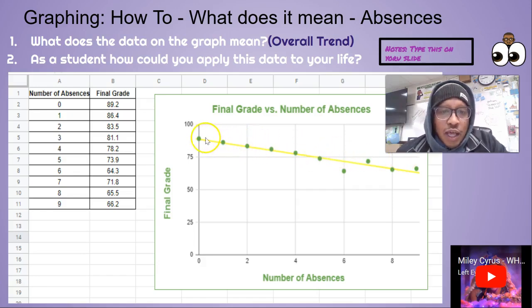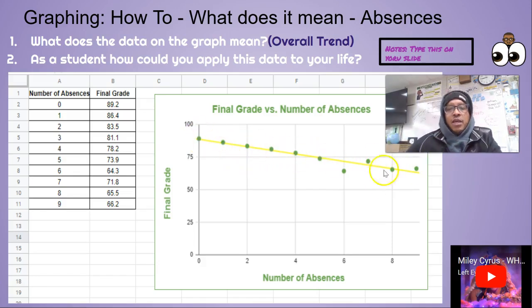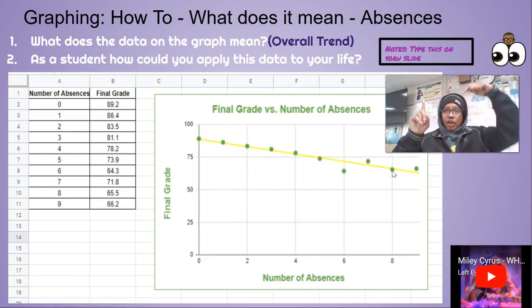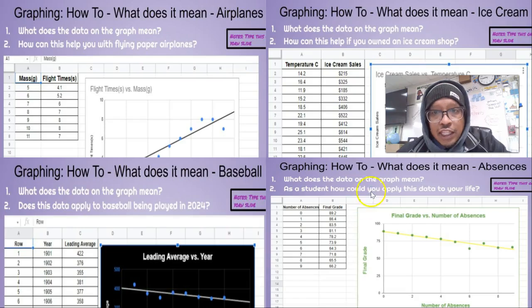And as a student, I think something that might be helpful when you're looking at these graphs is this a positive or negative slope? If it's a negative slope, that means as one thing is increasing, the other thing is decreasing. So as the number of absences goes up, the grade is actually going down. And that's a negative slope. That always lets you know one thing is going to be going up on the graph and the other thing is going to be going down. Okay, so let's keep it pushing.